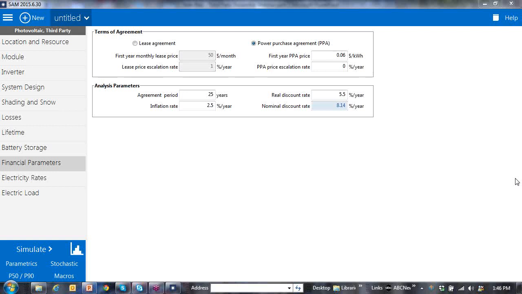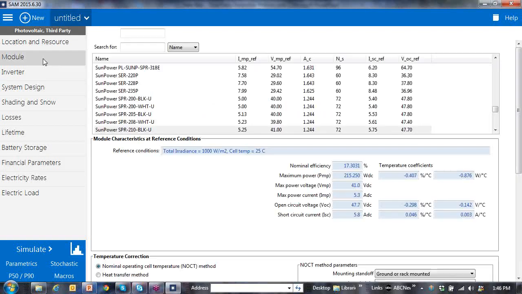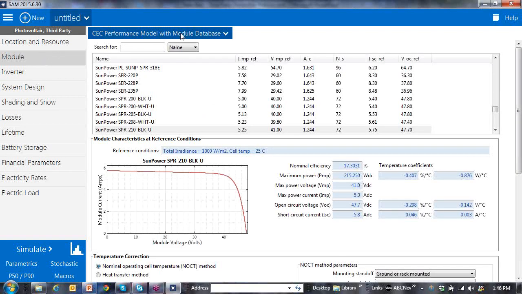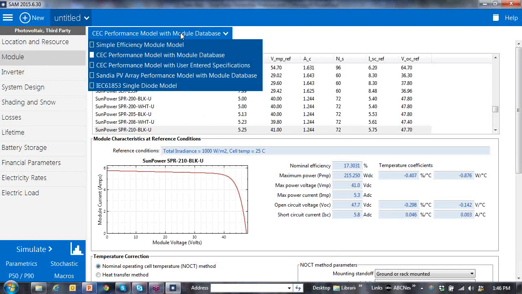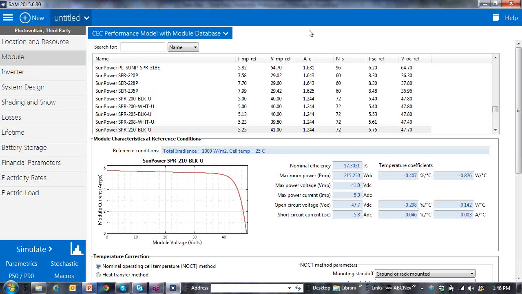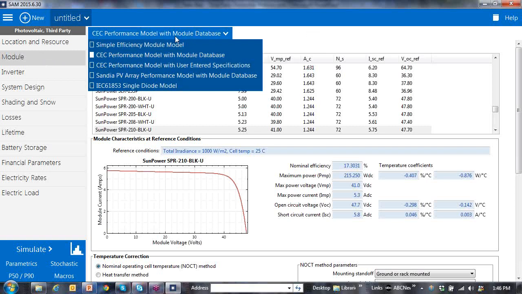And then there's a question that perhaps not everyone can see. It says from Thomas Shelton, can you set up a PV panel that is not listed? We can quickly show you how to do that. The answer is yes. Just go to the module page. This is the default module model, but there are several other options. And the CEC performance model with module database is the one where you pick a module from the list.